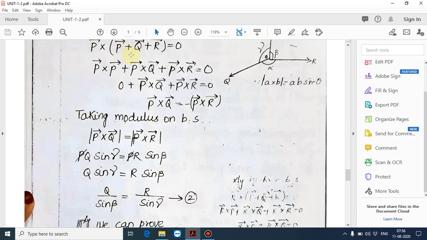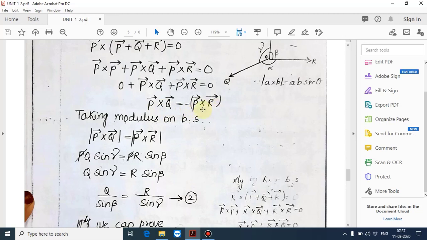for the equilibrium result, what will we get? P vector cross P vector plus P vector cross Q vector plus P vector cross R vector is equal to 0. We know that P vector cross P vector is equal to 0. If it is P dot P, you will get 1. Now you see what you are getting: P vector cross Q vector is equal to minus P vector cross R vector.